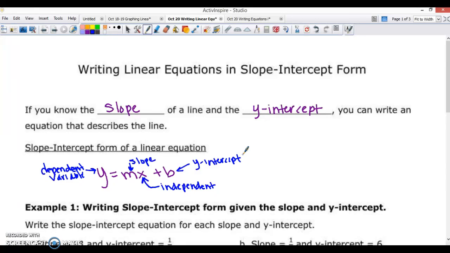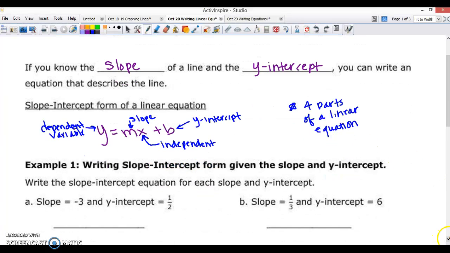All right, so there are 4 parts to a linear equation. So basically you have to write it in this format. Y equals mx plus b. You just can't write mx plus b without equaling what the output is going to be. And your output is definitely going to be y. Okay? So let's look at a few examples.